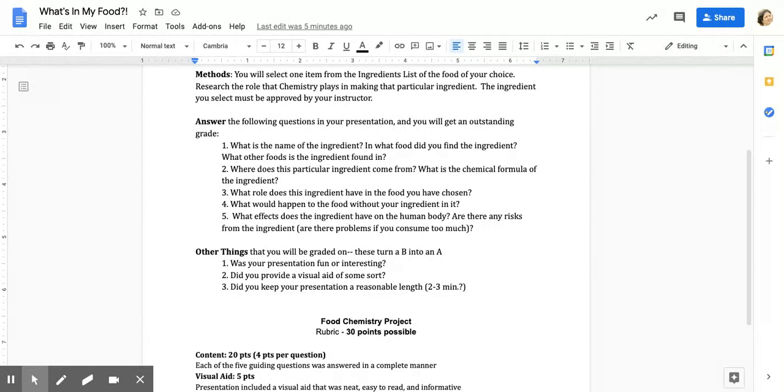Number four, what would happen to the food without your ingredient? Again, if I don't put this ingredient in, is it still going to taste as good? Is it going to last as long? So three and four kind of go hand in hand.